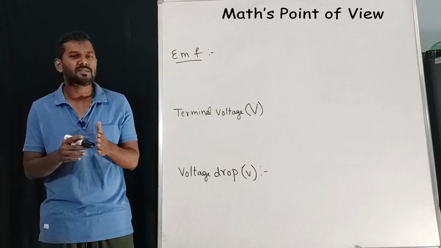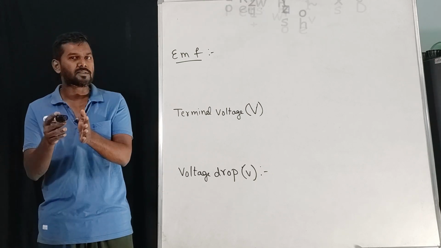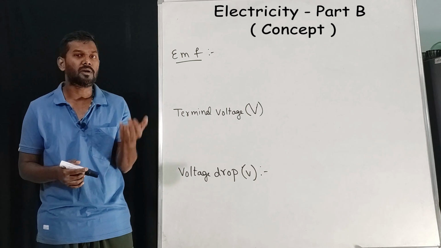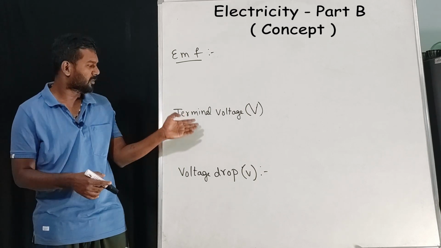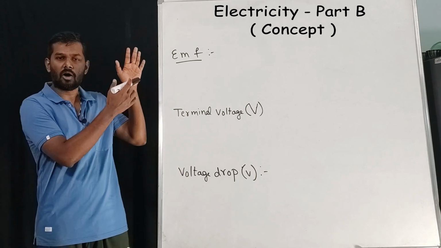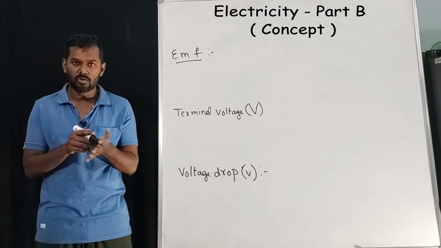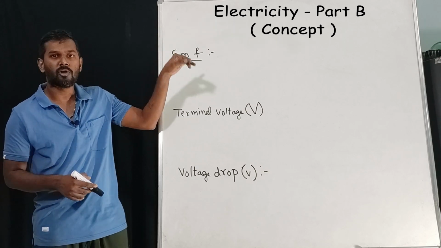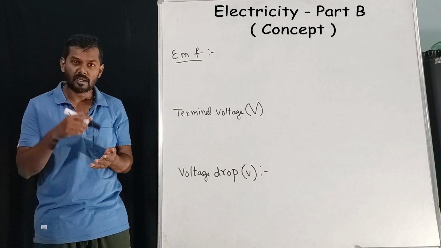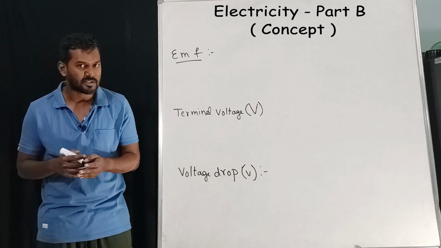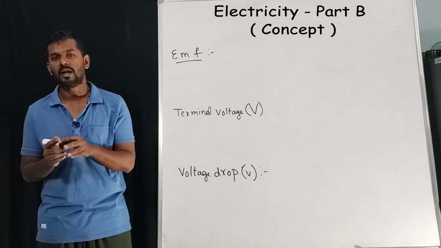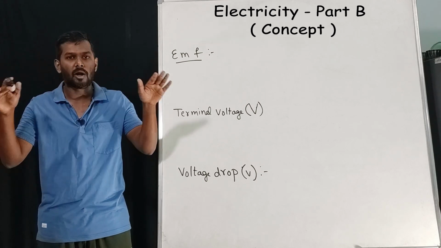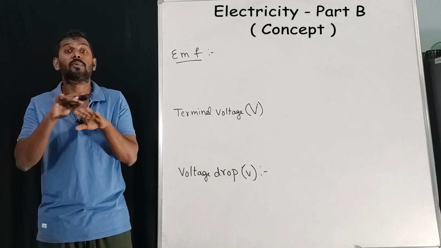Today we are going to understand the concept of current electricity part B, that is nothing but EMF. EMF is electromotive force, terminal voltage and voltage drop. After learning all these things, we are going to learn the factors affecting EMF, factors affecting internal resistance, and combination of resistance, in that resistance in series and resistance in parallel. If we learn all these things, then current electricity part B, we have understood completely.